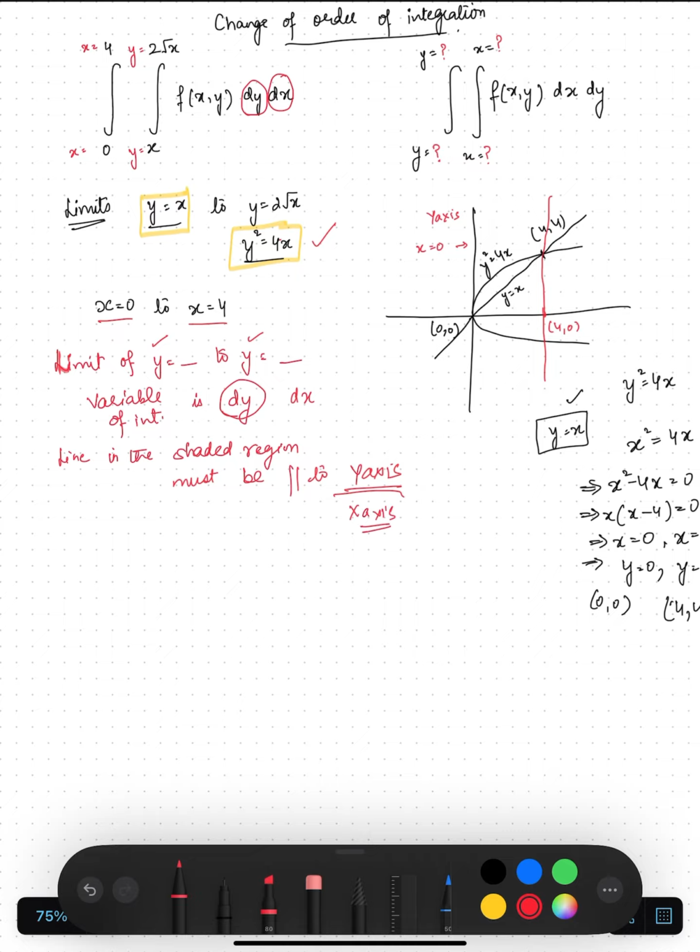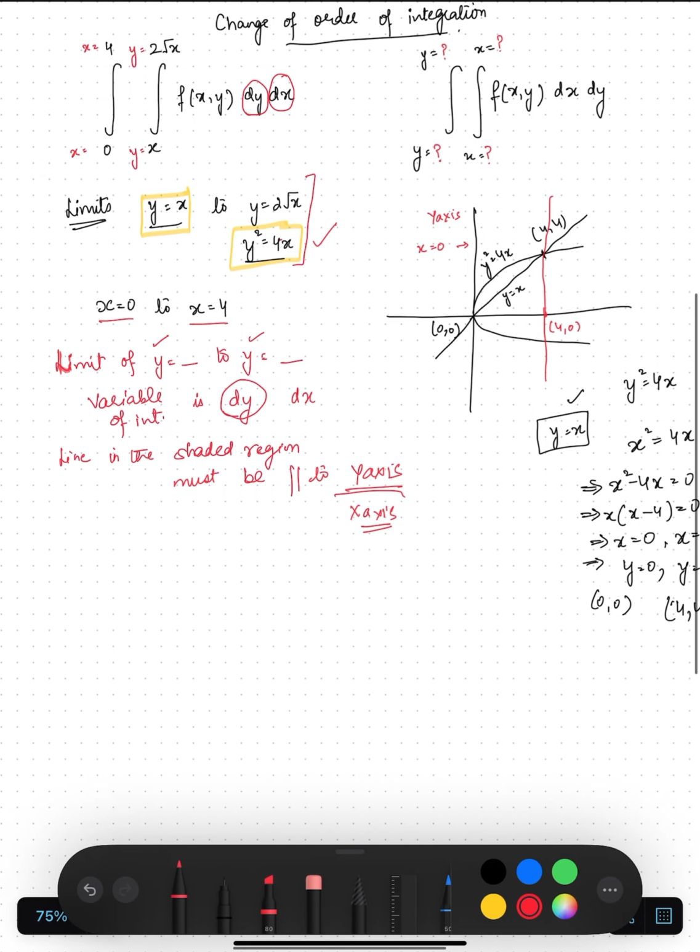So accordingly, as we can see, the first limits are y is equal to something to y is equal to something, and the variable of integration is also dy. So that means the shaded region must be considered parallel to the y-axis. Now if I take a line parallel to the y-axis, I can see here that I am entering from a straight line to a parabola. So that means the shaded region is this, parallel to the y-axis and from the straight line to the parabola.